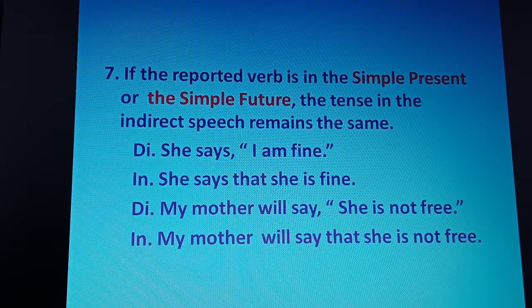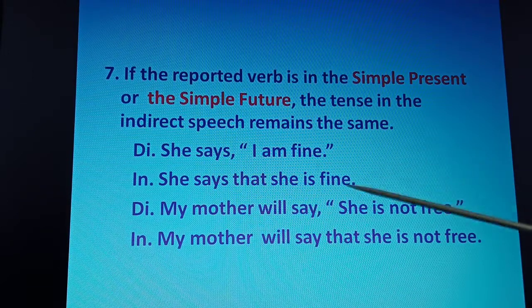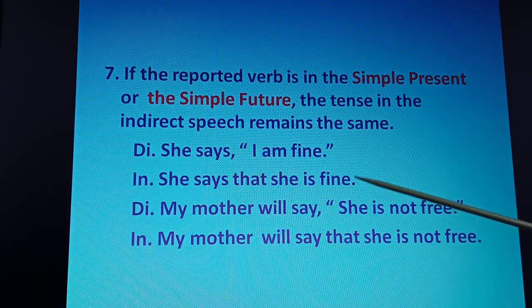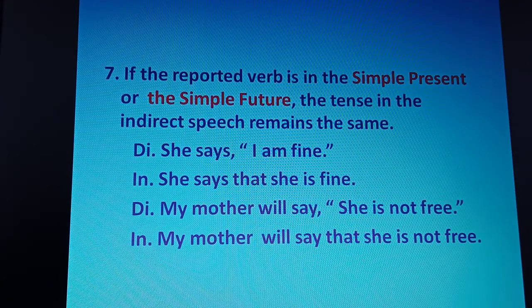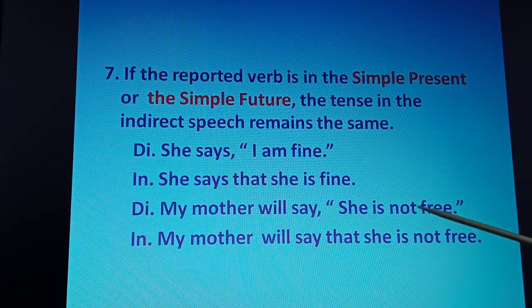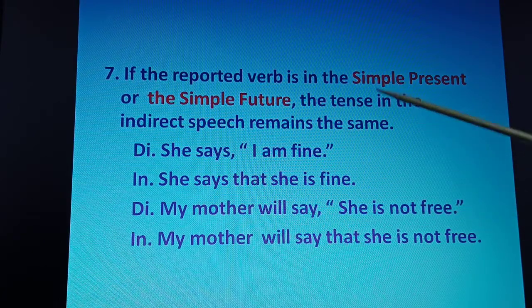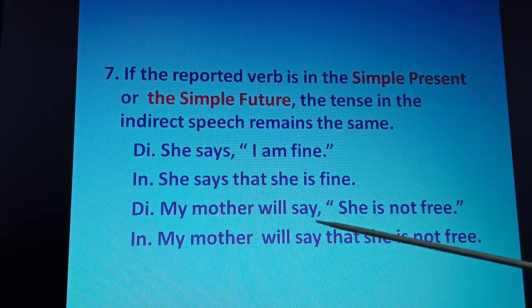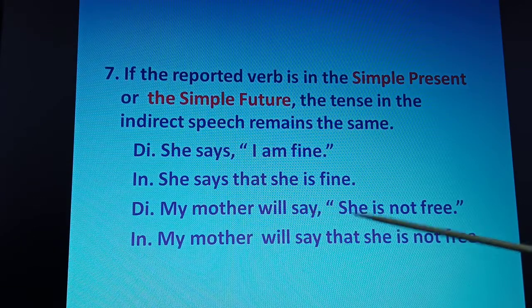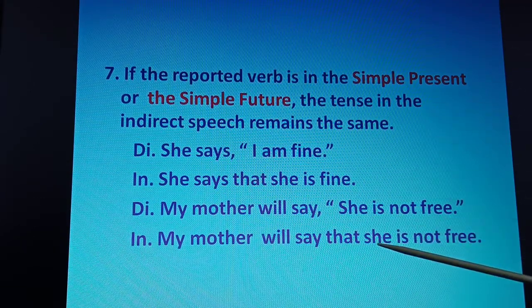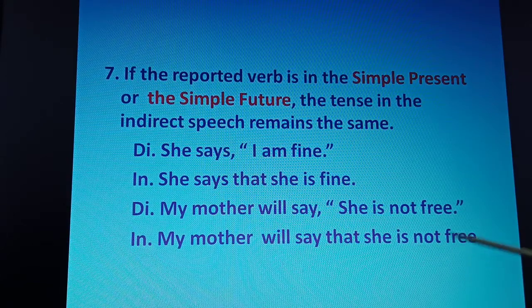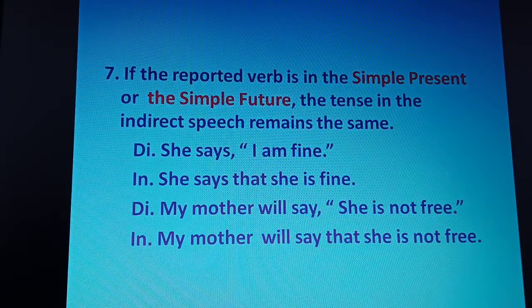She says, "I am fine." Indirect speech will be, she says that she is fine. Clear? But then the comma, inverted comma is removed. Conjunction that is used. Second sentence: My mother will say, "She is not free." The verb is in the simple future. Will say is simple future. And indirect speech will be, my mother will say that she is not free. Clear? Same to same. No changes taking place.